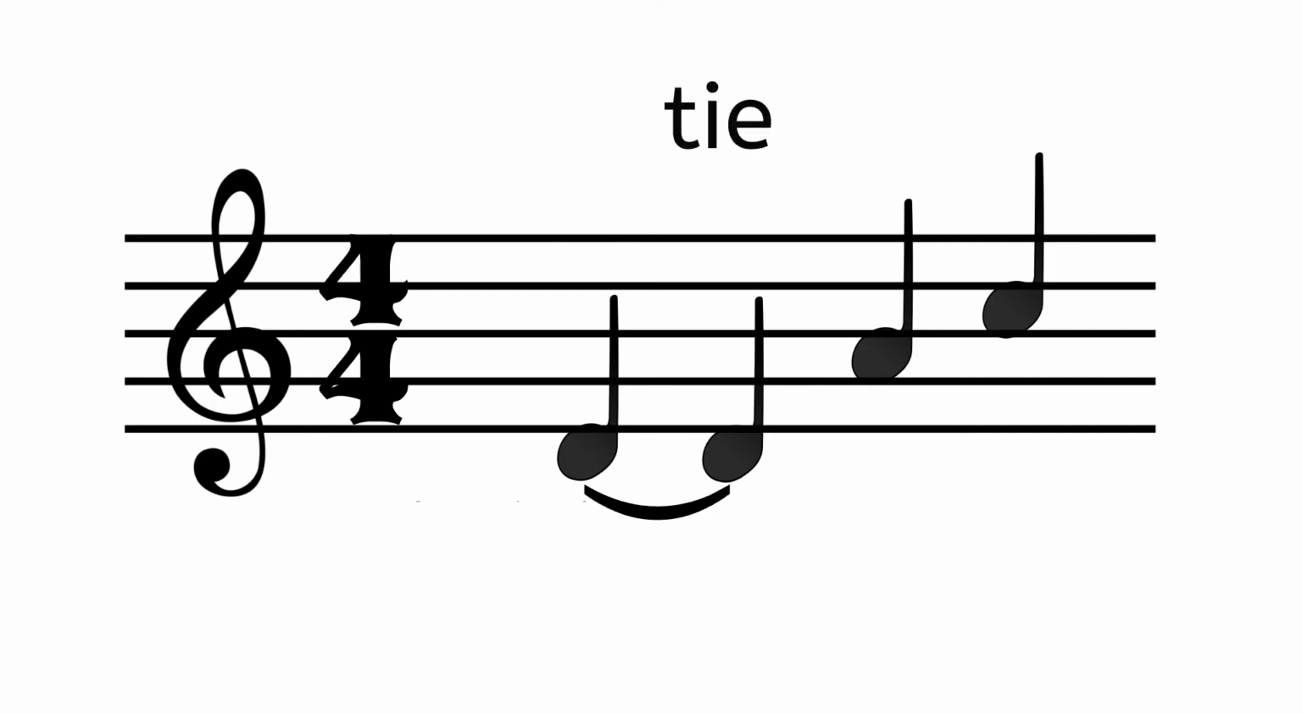Tie. A tie is a curved line like this, connecting two notes of the same pitch. The musician is to play the notes together as a single note that lasts as long as the two individual notes would. Whew! That's a lot of symbols. Keep a lookout for them when you are looking at sheet music.